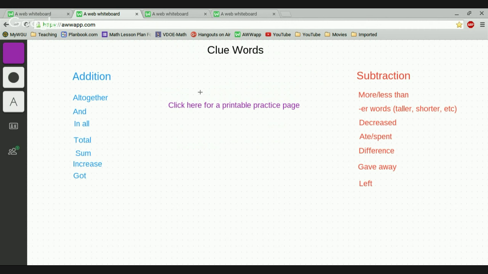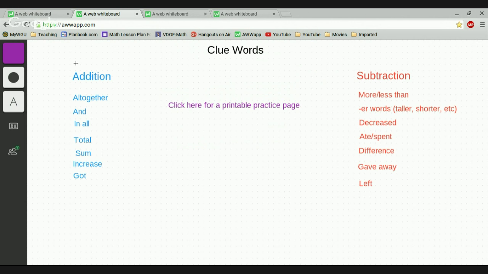So this would be a really good screen after I'm done talking to pause and make sure you have everything written down. So some clue words for addition, and now these are not all the clue words, these are just very common ones I could think of for addition and subtraction. If it says altogether, generally speaking, that means that it's going to be adding, and in all, total, sum, increase, or got, or received, or something along those lines. That means that it's addition.